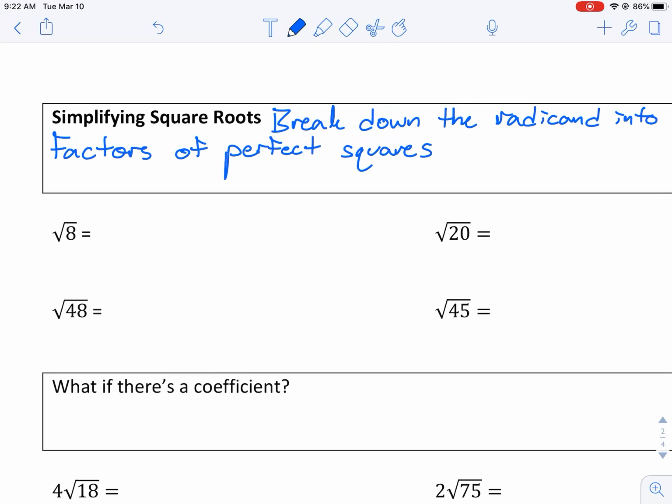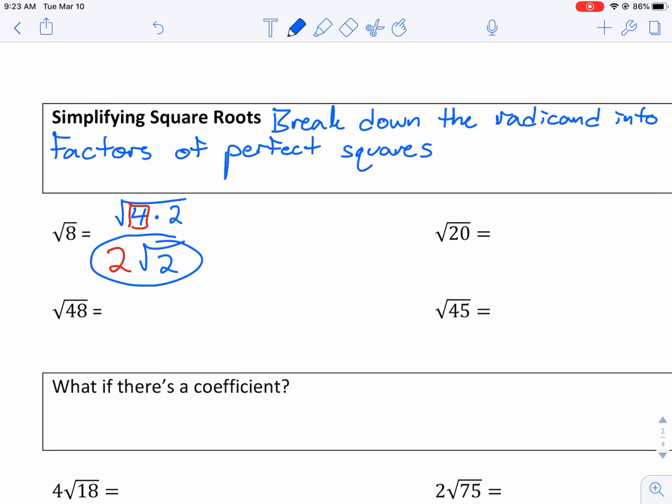Let me show you what that means. So let's say I'm doing this first problem, the square root of 8. Well, 8 I know I can make by taking 4 times 2, right? So this is the square root of 4 times 2. Now, 4 is a perfect square, right? Because 2 times 2 is 4. So the square root of 4 gives me 2. I can't simplify the square root of 2 at all because it'd be a decimal. So as this simplifies, I get 2 square root of 2.